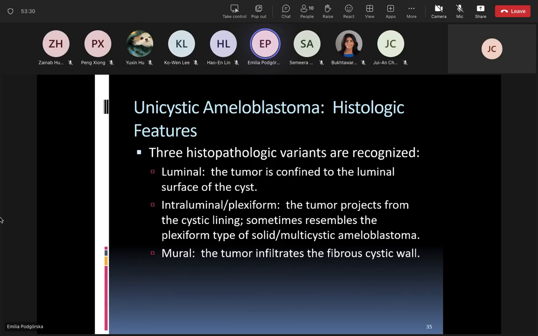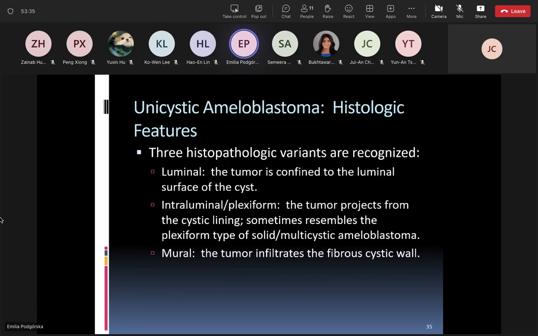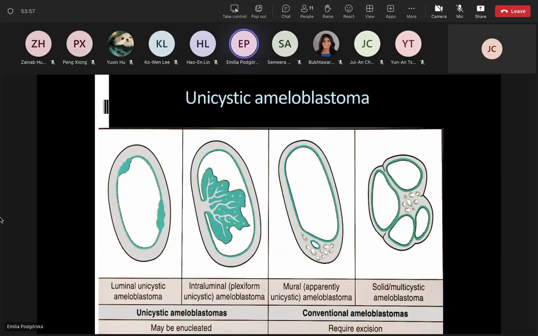Which histopathologic variants are recognized? Luminal: the tumor is confined to the luminal surface of the cyst. Intraluminal plexiform: the tumor projects from the cystic lining, sometimes resembling the plexiform type of solid multicystic ameloblastoma. And mural: the tumor infiltrates the fibrous cystic wall. In unicystic ameloblastoma, you can see luminal, intraluminal, mural, and solid multicystic.